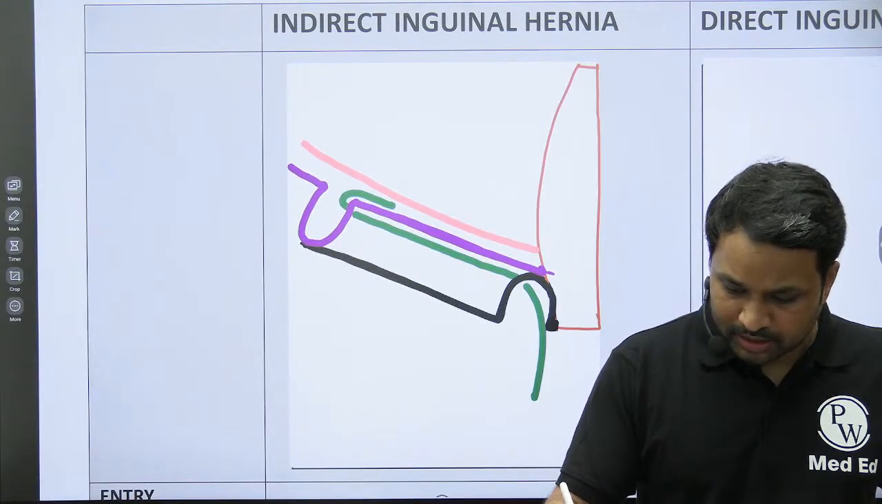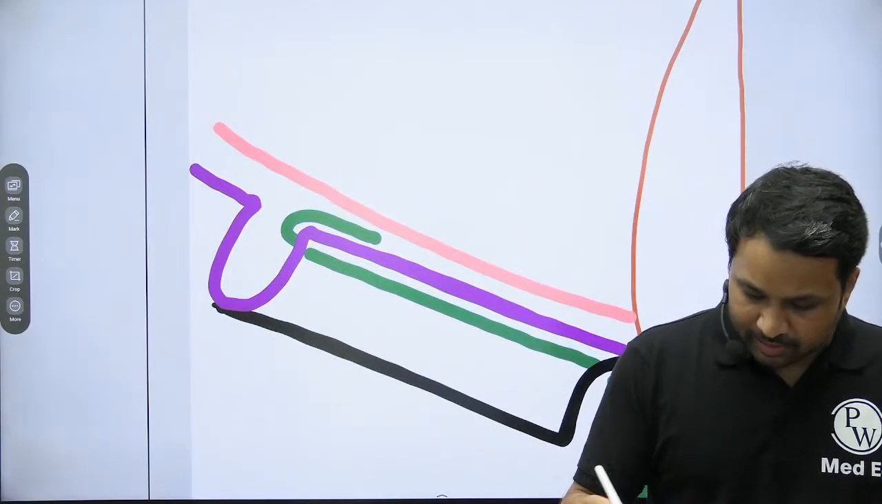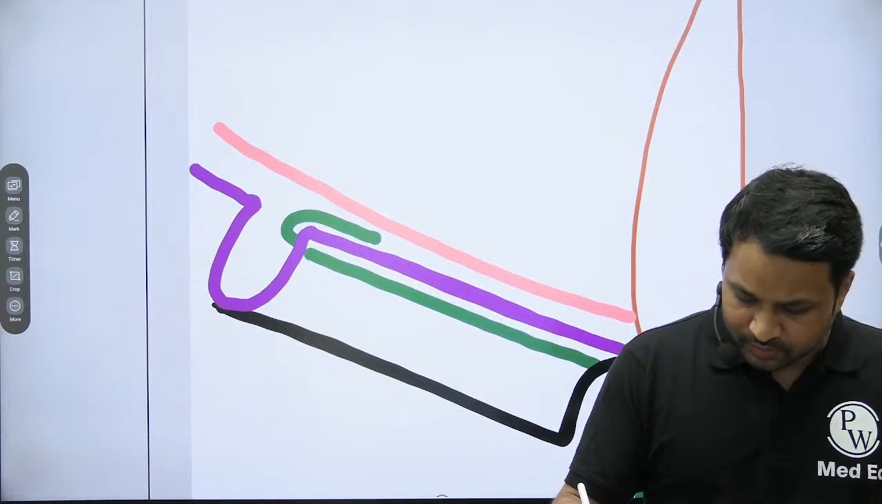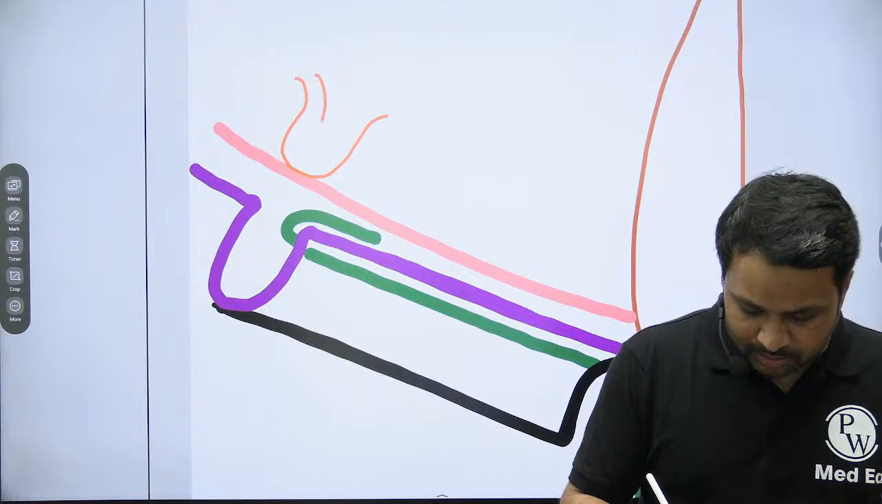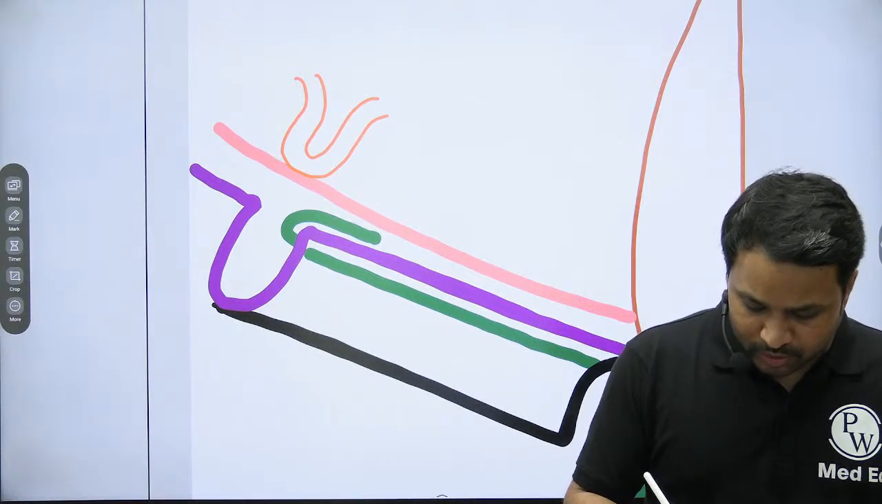The problem occurs here. Now, imagine that there is, I'll use a different color so that we understand better. Let's say there's a bowel that is sitting across here. So in this area, the bowel is there, and this bowel is going to exert pressure.